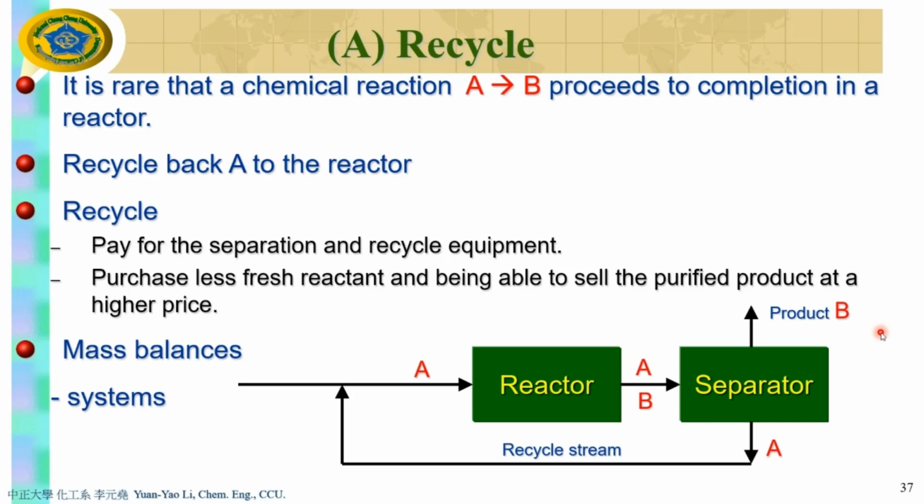The second reason for the recycle is that if the conversion rate of your reactor is not that good, you need to build a separator. And if the separator is very cheap, then you pay less, right? You pay for the separation and the recycle stream, instead of building a very expensive reactor, or building another reactor, for example. So this is what we call a recycle stream.